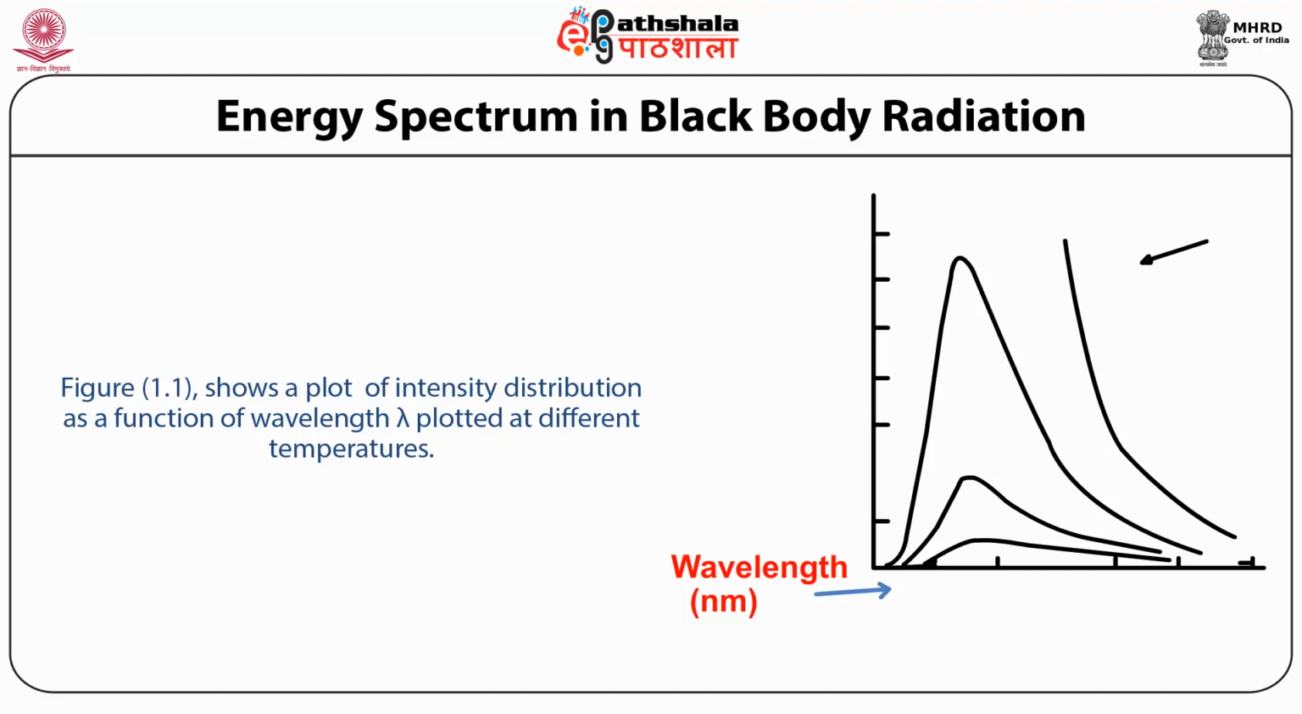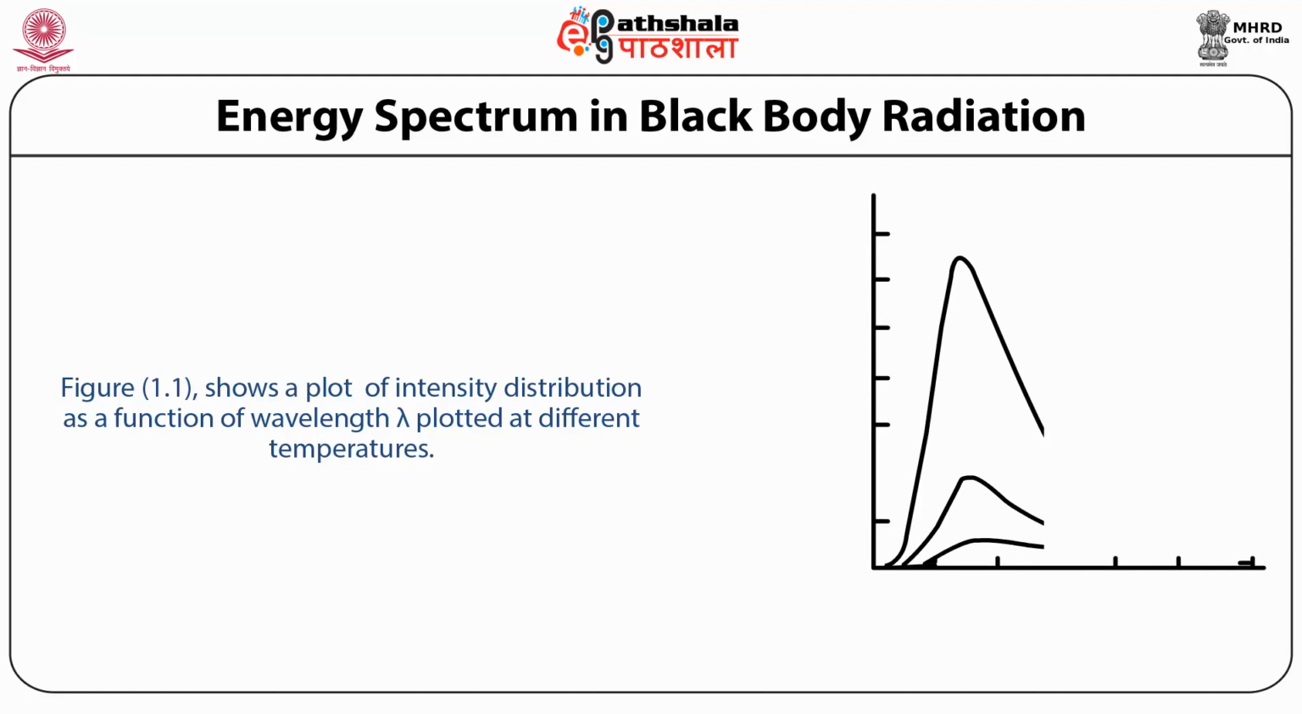Thus we get E nu d nu equals 8 pi nu square upon c cube into kT d nu, or E lambda d lambda equals 8 pi by lambda to the power 4 kT d lambda. This is known as the Rayleigh-Jeans law, according to which the energy radiated in a given wavelength range d lambda decreases with lambda but increases with frequency indefinitely. This is depicted on the right hand side of the plot.